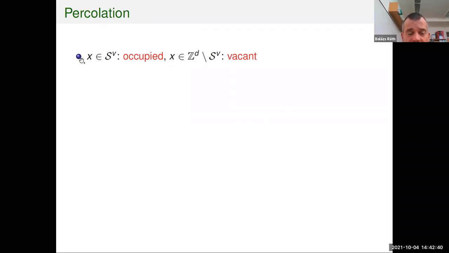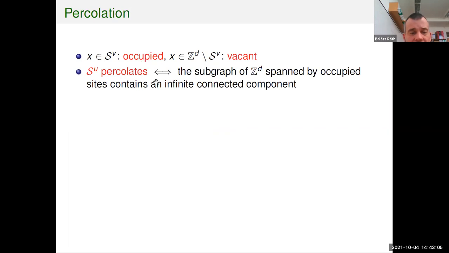So here's a little bit of percolation terminology for you. Remember that this S superscript V is a random subset of vertices of Z^d. If X is in this subset, then in percolation language, we call this vertex occupied. And if X is in the complement of S^V, then we call it vacant. And we say that this random subset percolates if and only if the subgraph of Z^d spanned by this random subset contains an infinite connected component. Here I mean with respect to the nearest neighbor graph structure of Z^d. So I hope that definition makes sense. If not, I'll clarify.